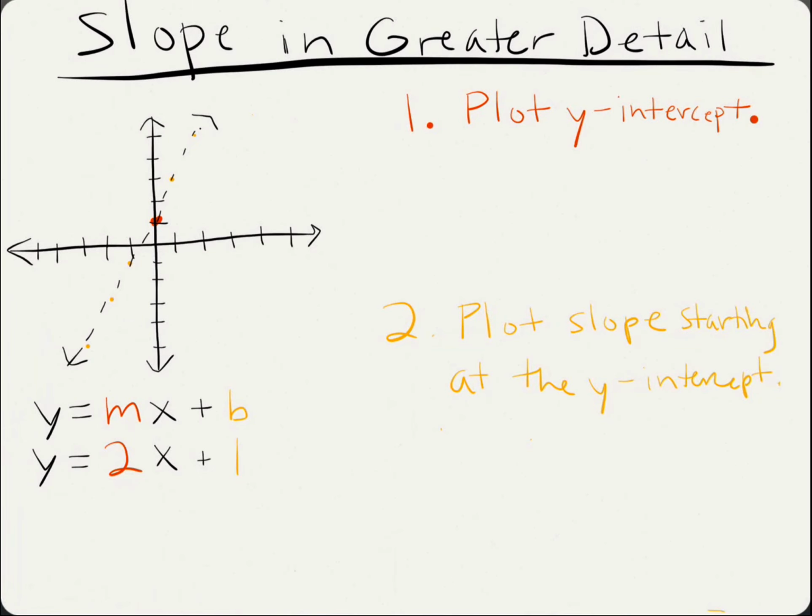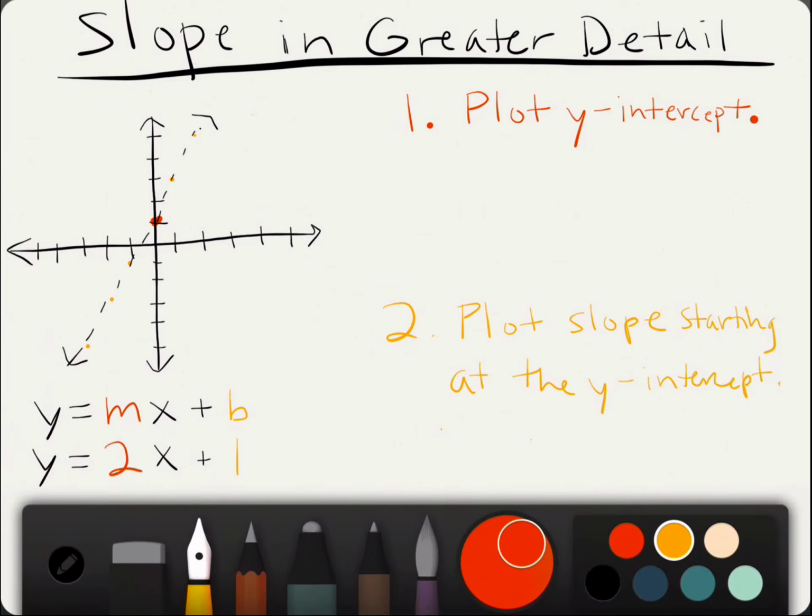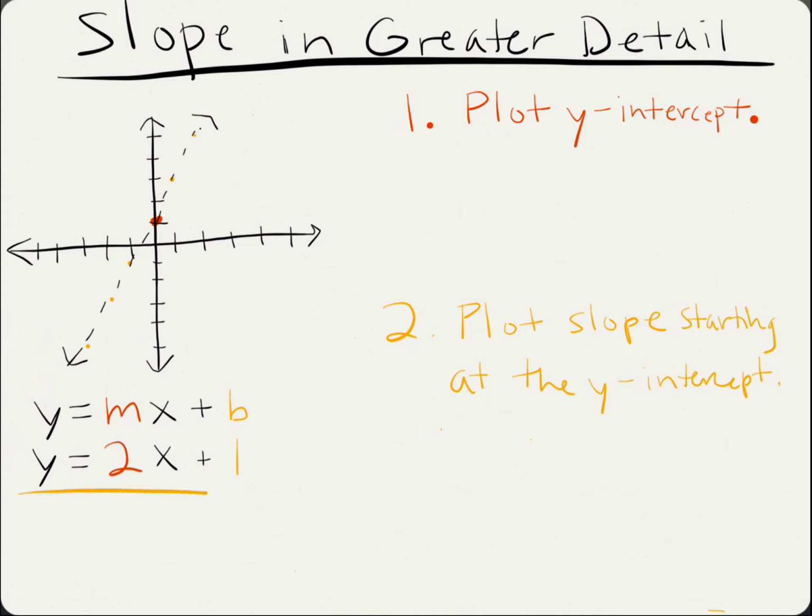Now let's look at slope in greater detail. When you are asked to plot a linear equation in slope-intercept form, the first thing you're going to do is plot the y-intercept. As we see down here, this is our equation, y equals 2x plus 1. B is the y-intercept, so we know that b is equal to 1. As you see, I plotted the y-intercept right there.